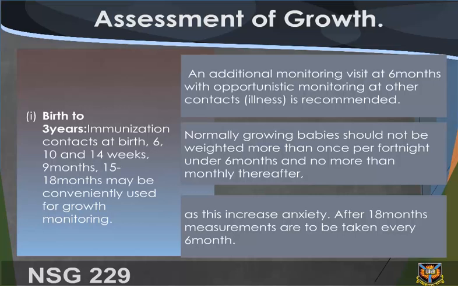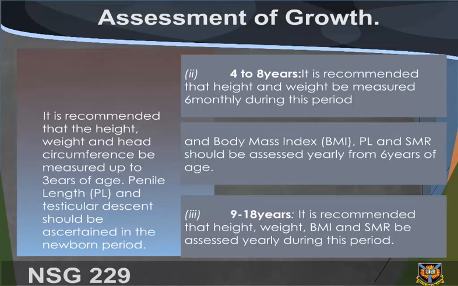After 18 months, measurements are to be taken every 6 months. It is recommended that the height, weight, and head circumference be measured up to 3 years of age. Penile length, PL, and testicular descent should be ascertained in the newborn period.